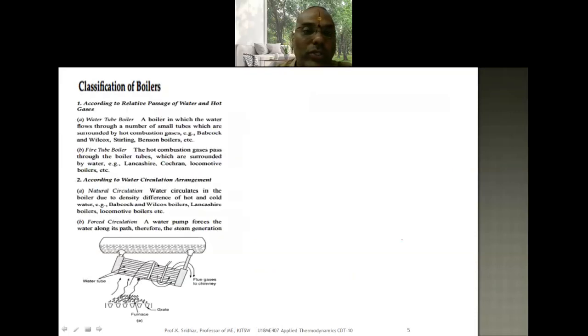Let us go to the next topic, the classification of boilers. Boilers are classified on various parameters. The first is according to the relative passage of water and gases. They are classified into water tube boilers and fire tube boilers. In water tube boilers, the water flows through a small number of tubes which are surrounded by hot combustion gases. That is, the water flows inside the tubes, and the flue gases surround the tubes.